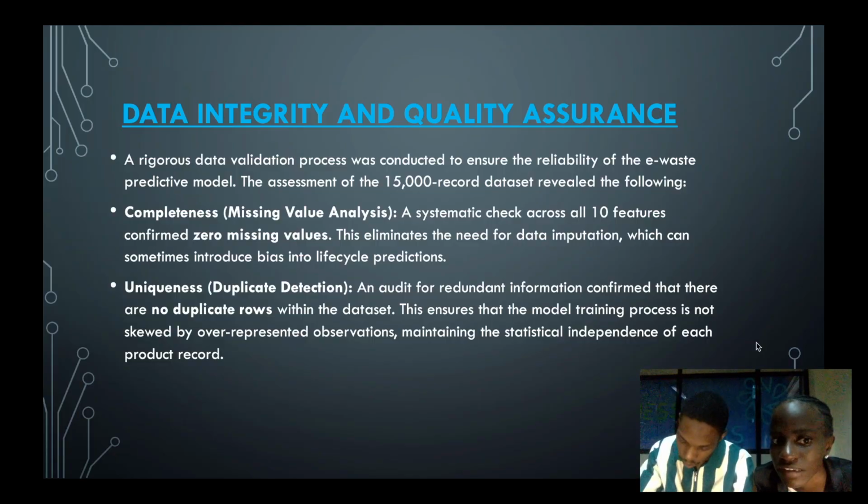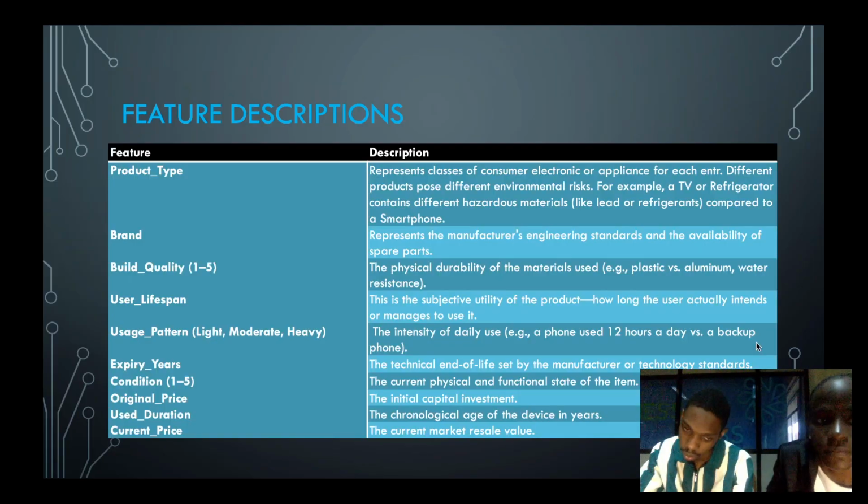So when we looked at completeness, it was a tick, and when we look at uniqueness, it was a tick. Then we have the feature description. What is the meaning of these features? Product type. When you look at product type, you're looking at what kind of product this is. Is it a phone? Is it a TV? Is it a refrigerator? Then we come to the brand, we look at the make.